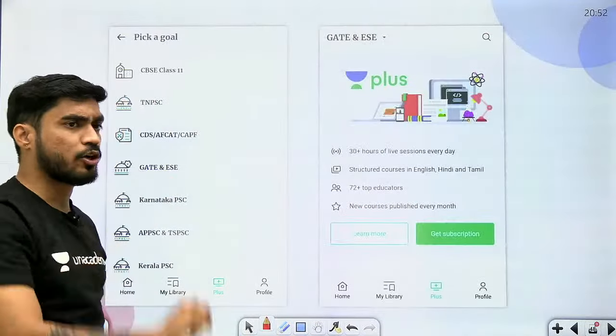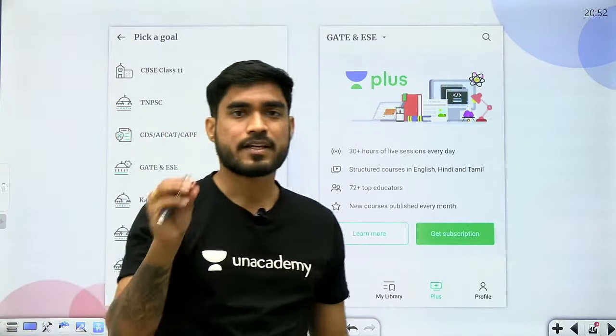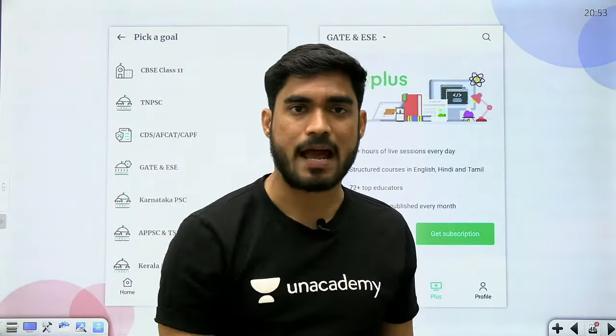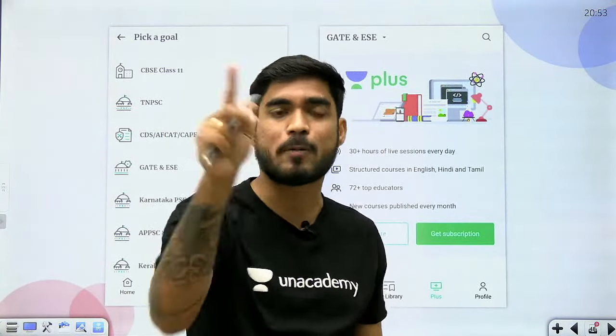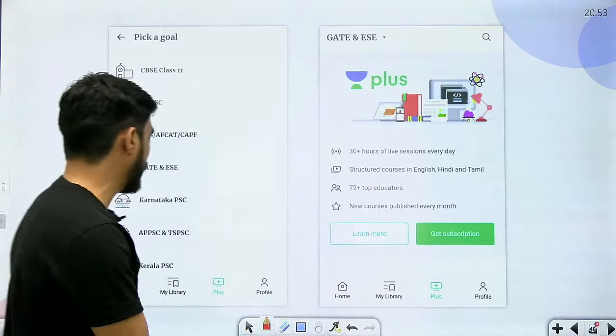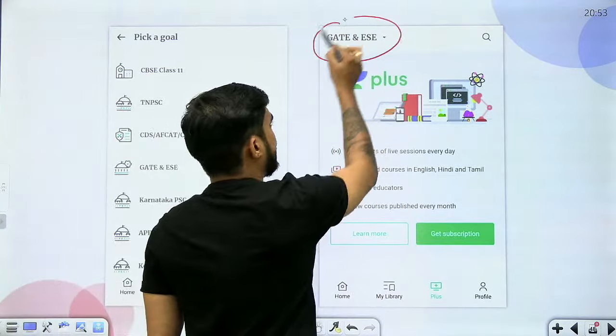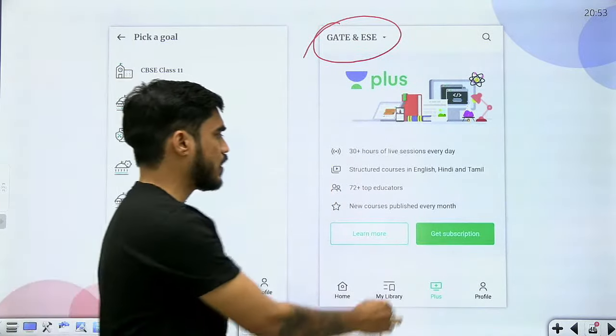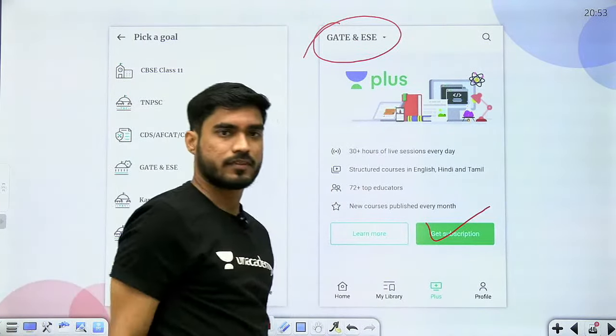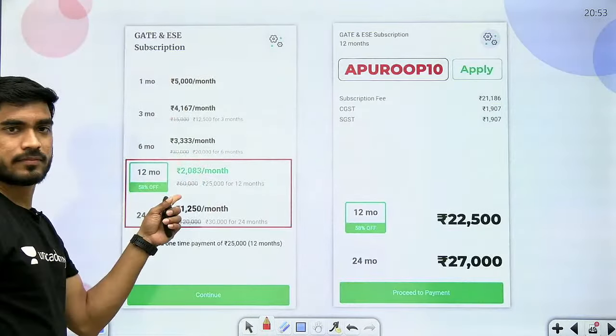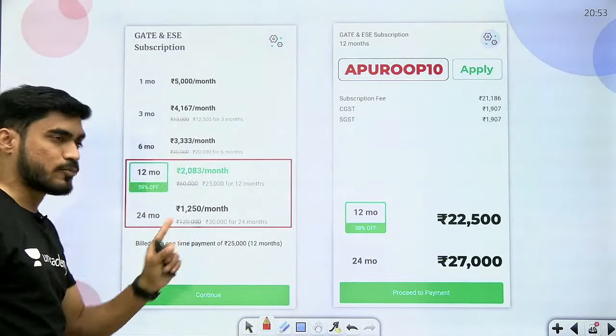Okay. So beta, what you need to do to take the subscription? Just download the Unacademy learning app from Play Store. Then click on this plus. Choose your category, GATE and ESE, and click on Get Subscription. Then you will go to this page. Beta, there is 1 month, 3 months, 6 months subscription also.